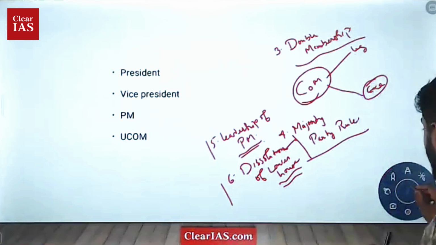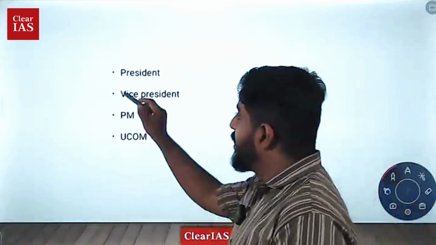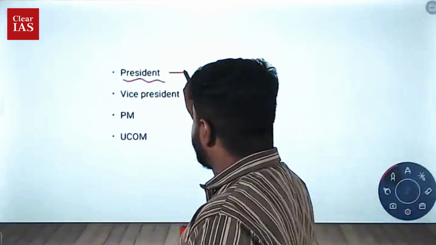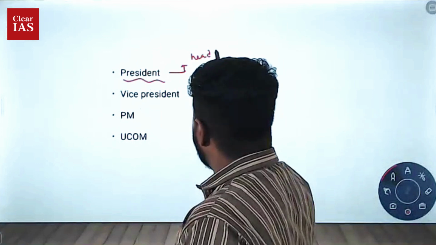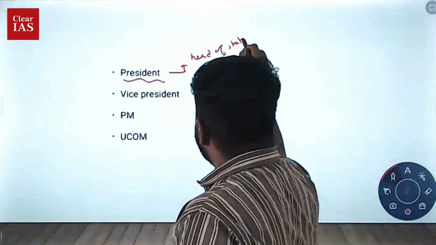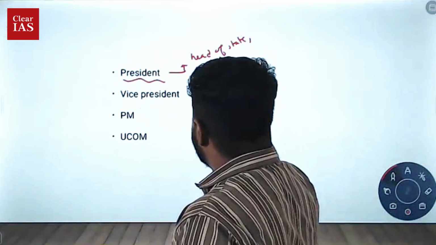Now, when you talk about the President of India, as I have already told you, the President of India is the head of the state. He is the constitutional head.